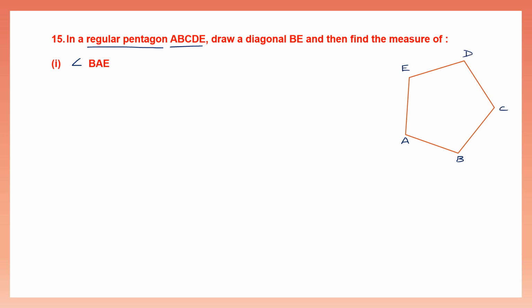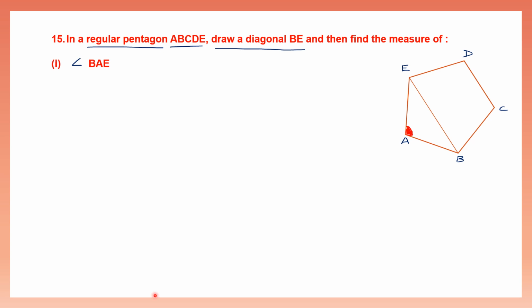Now the next part is to draw a diagonal BE. So we have B here and E here. We have to draw a diagonal. So we have a diagonal. Now we have to find the measure of angle BAE. BAE means we have to find the measure of this angle here. So angle BAE is the measure of this angle that we need to find out.